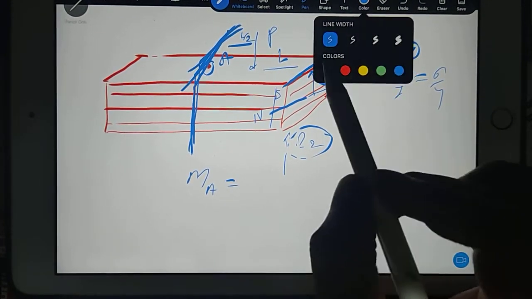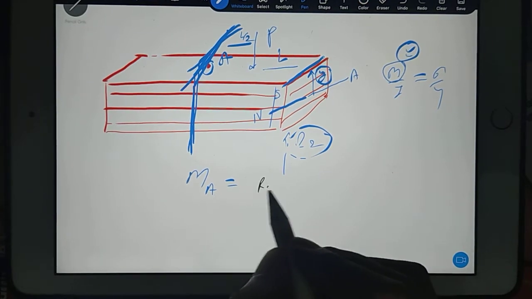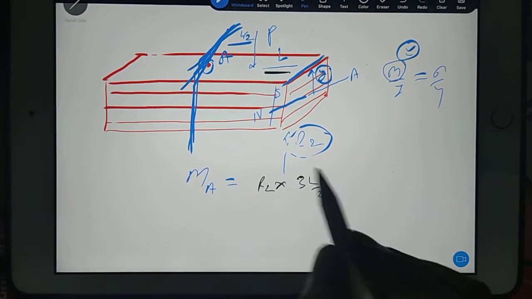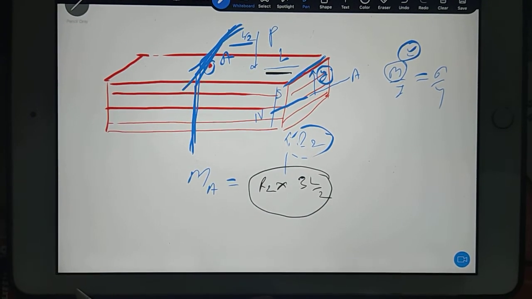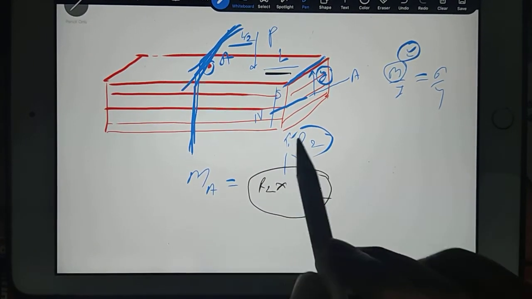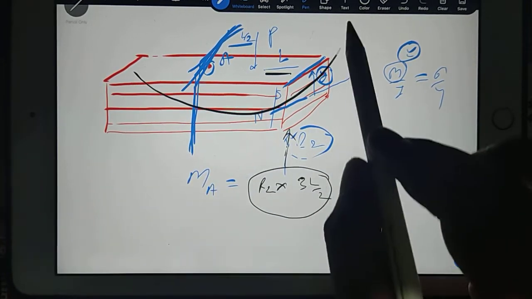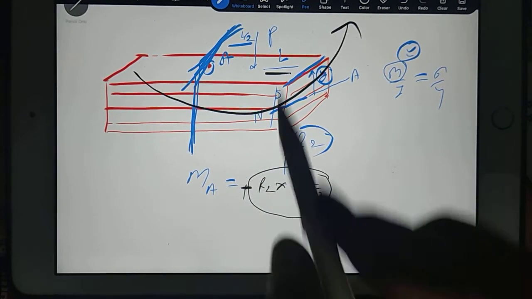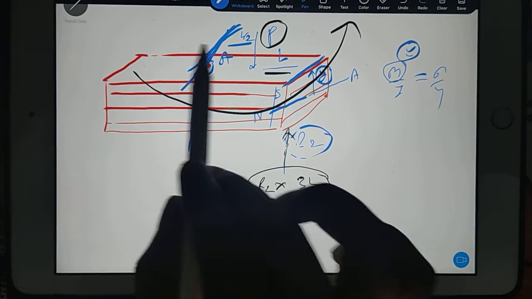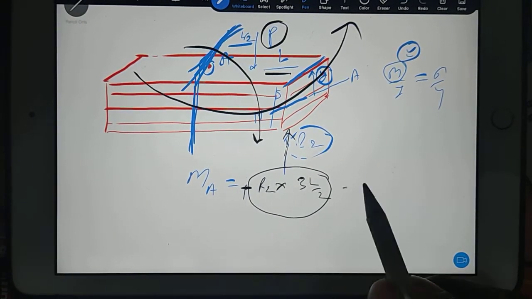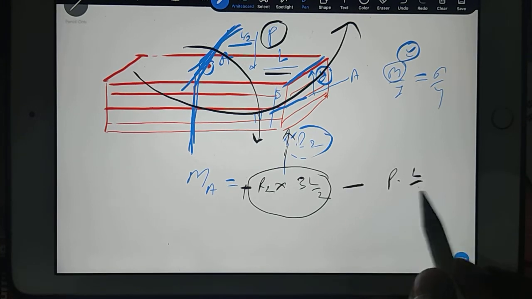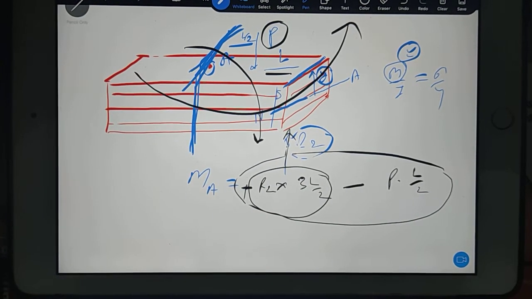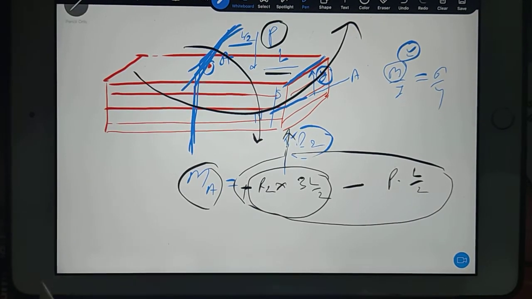How will you calculate? That is because of R2. So R2 into, what is the distance? L plus L by 2, so 3L by 2, correct? But will this be positive or negative? Of course this will be positive. How will you know this is positive? Because this R2 is bending the beam like this, so sagging, right? Then that's why it is plus. Then you go for P. This P is taking the beam downward, so it is hogging shape, so minus. So P into L by 2. So this is the total answer we are getting, the bending moment at point A.